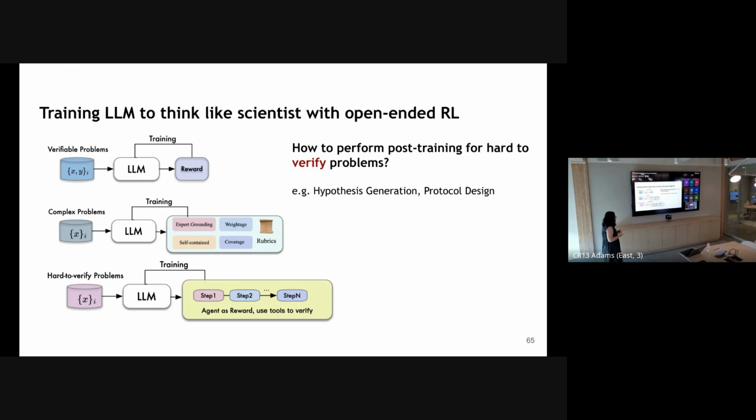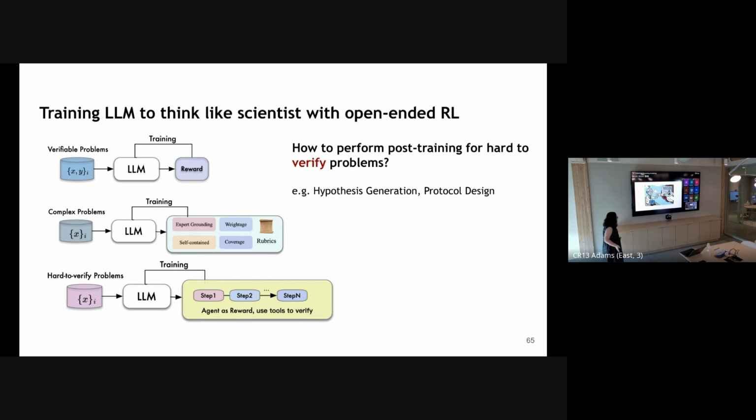So in my vision, I want to create open-ended RL systems that can work with an agent as reward. Instead of directly giving the large language model a simple scalar reward, I want an agent to be able to verify its hypothesis in lab environments or virtual environments and use some tools to do some analysis. And in the end, it can tell the model whether the reward is good or not.